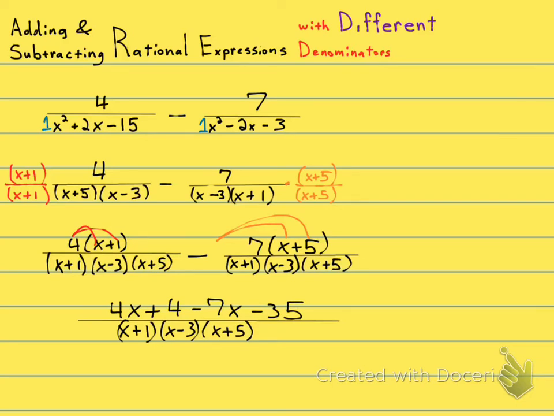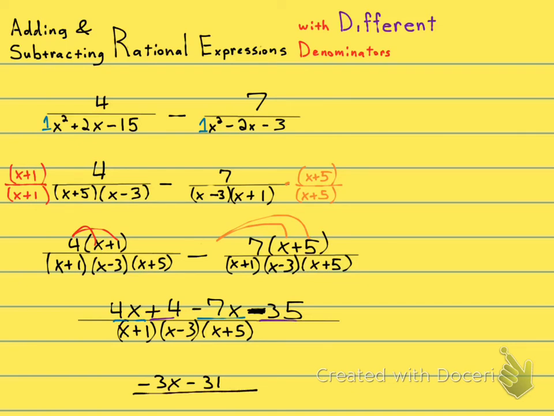This is the part where I see a lot of mistakes, right here with this minus, so I'm going to write it in bold. I am subtracting this multiplication. All right, let's combine like terms. 4x minus 7x is negative 3x. 4 minus 35 is minus 31.